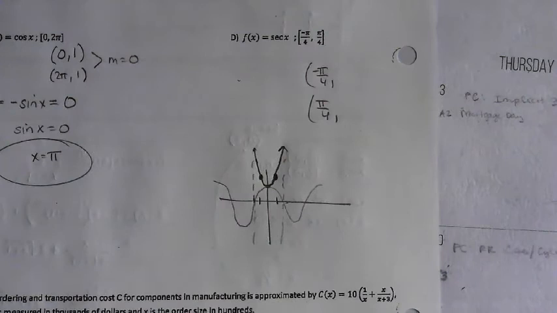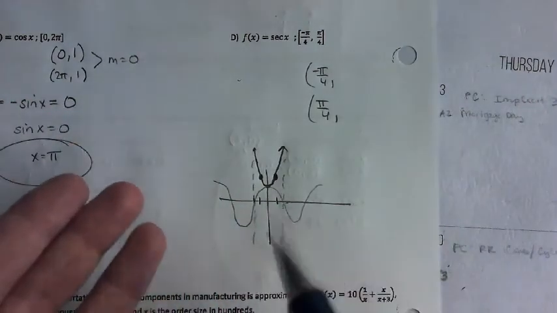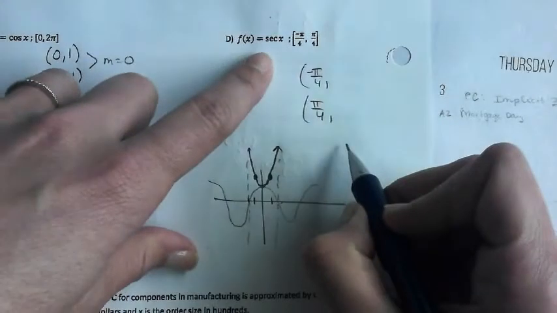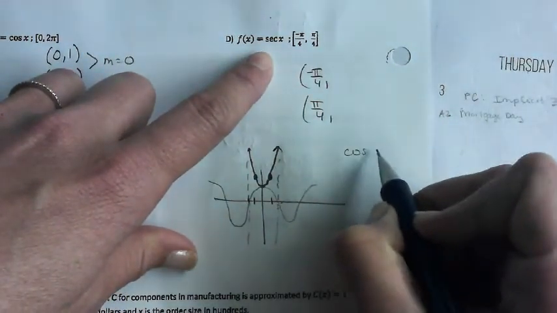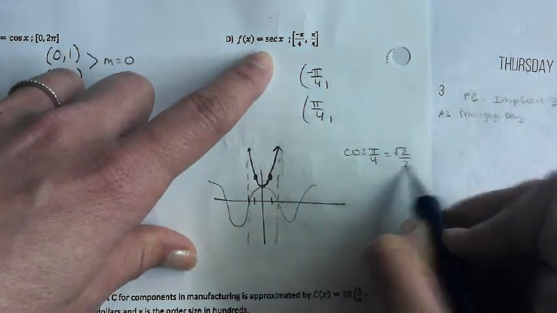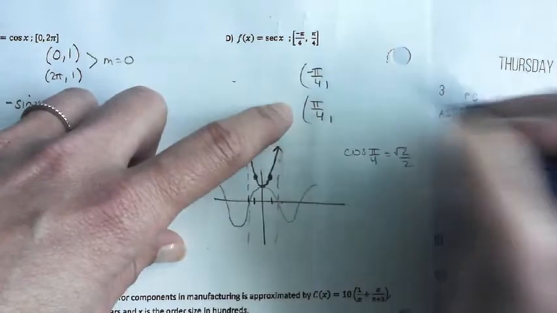So that's fine. You can obviously already see from the graph that it's symmetrical, right, to the y-axis. But if you want to find the values just for the sake of doing it, the cosine of pi over 4 is root 2 over 2. So the secant of that would be 2 over root 2.